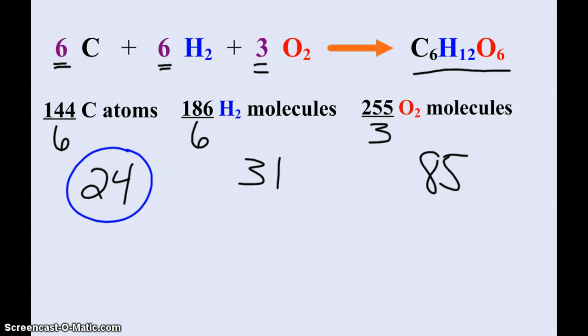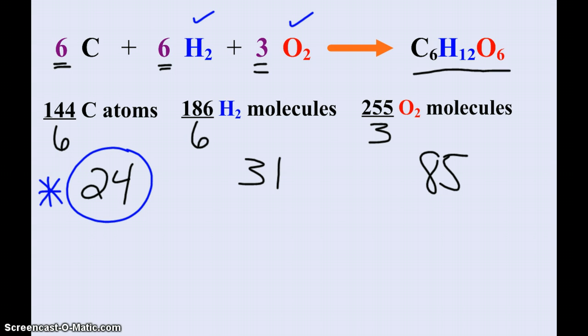How many molecules of glucose can we make? Well, that would be 24. Because once we make 24, production stops, and that's it. Obviously then, hydrogen and oxygen are the excess reactants. How many particles of each are left?